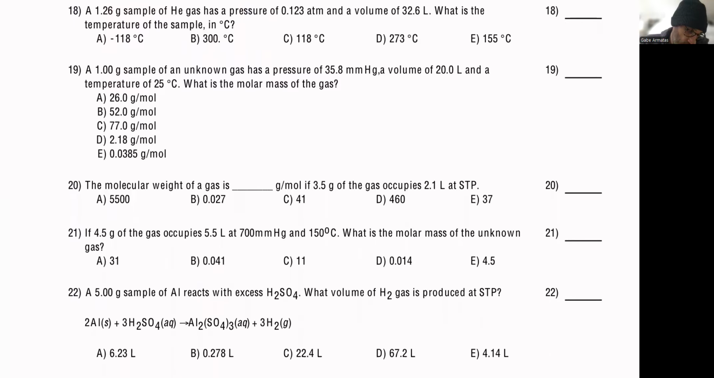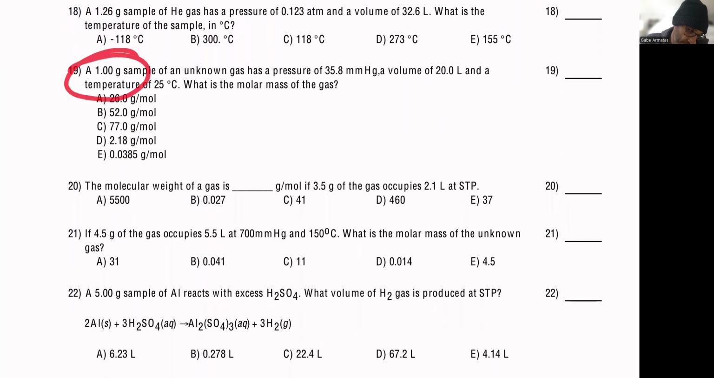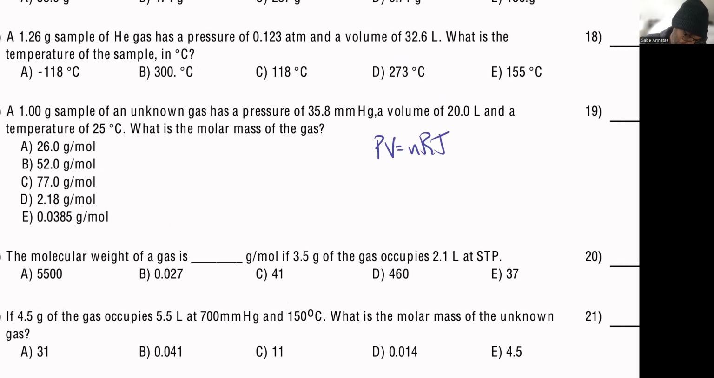The next one, a 1 gram sample of an unknown gas has a pressure, a volume, and a temperature. What is the molar mass of the gas? Okay, so it's a little bit more complex, but not really. We are still using PV equals nRT. How do I know? Again, only one state, so PV equals nRT, and I'm given a pressure, a temperature, and a volume. So PV equals nRT will be used. You don't even need to know what to solve for, depending on what we have.